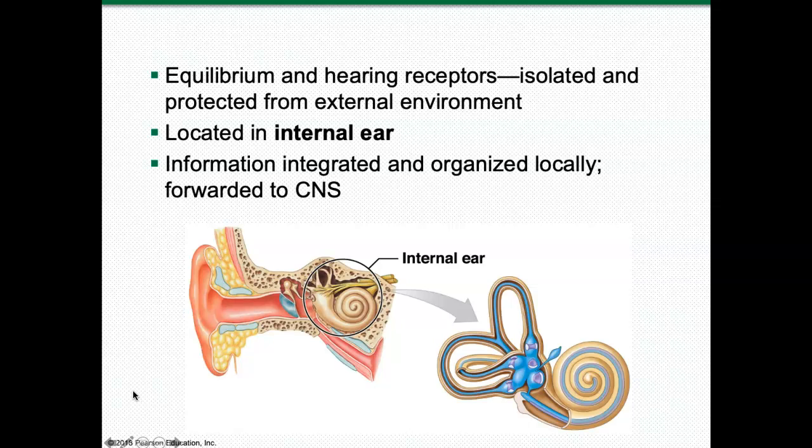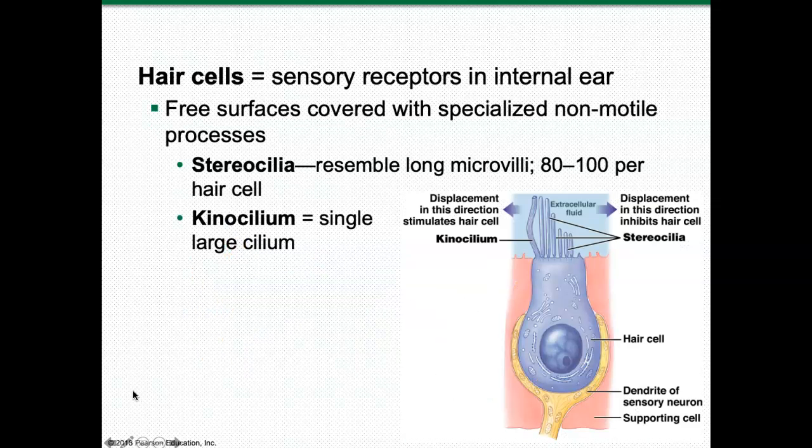Equilibrium and hearing receptors, however, are isolated and protected from the external environment, and they're located in the internal ear. Information is integrated and organized locally and forwarded to the central nervous system. We do see hair cells, and the hair cells are sensory receptors in the internal ear. Stereocilia are like long microvilli, and the kinocilium is a single large cilium.